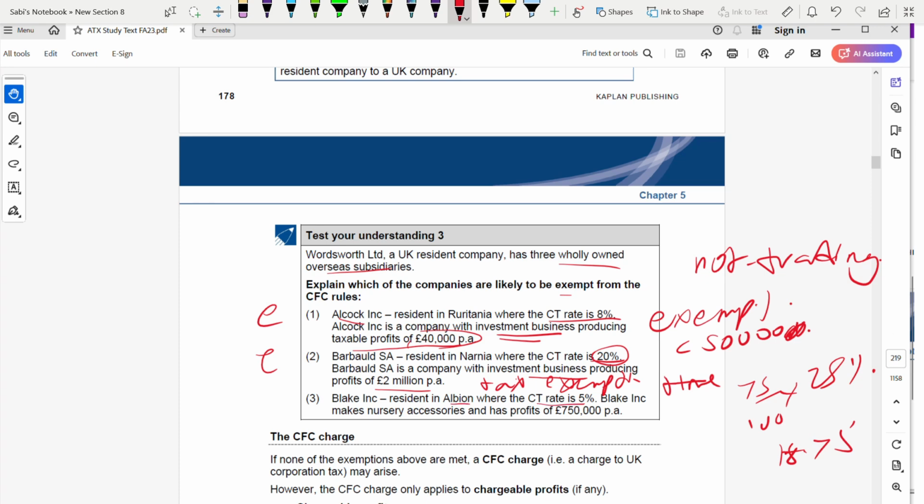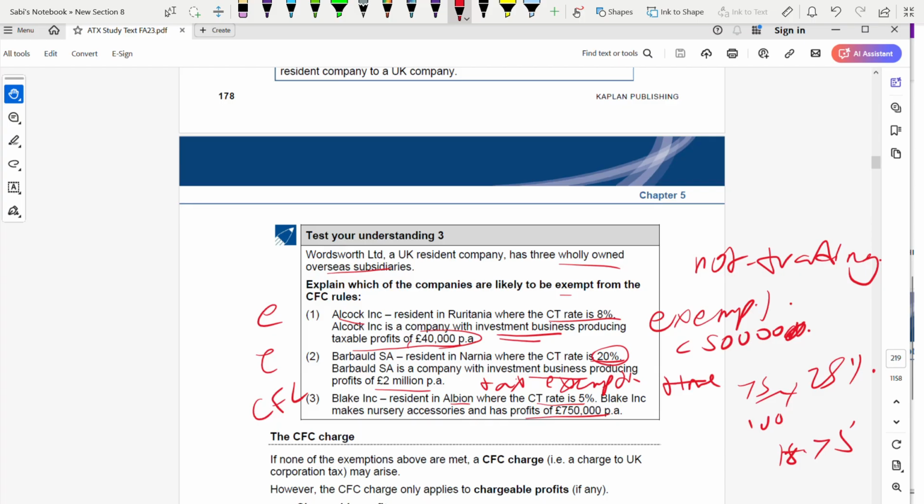Third one, Black, also resident, where CT is 5%. They make a loss in XA and have a profit of 750,000. Here they do not satisfy any of the exemptions, so CFC charge will apply. But CFC charge will only apply if they have chargeable profit. So here CFC charge will apply only if they have chargeable profit.